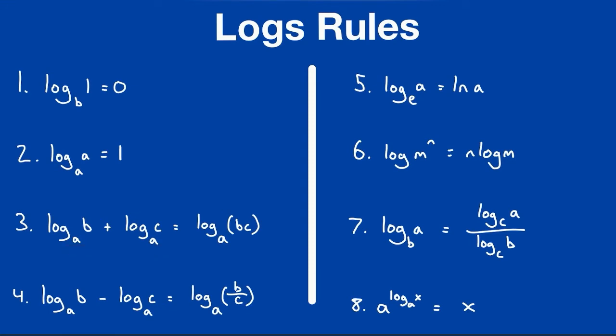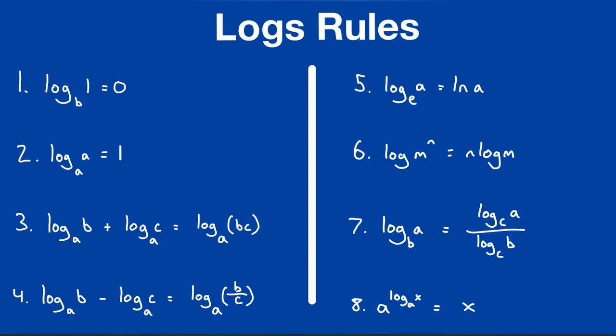Now when we look at logs with the same base, but we're subtracting them, in the result you divide the arguments to get the final argument. So say it's log base 10 of 2 minus log base 10 of 1, then the resultant would be log base 10 of 2 over 1, which is just 2.